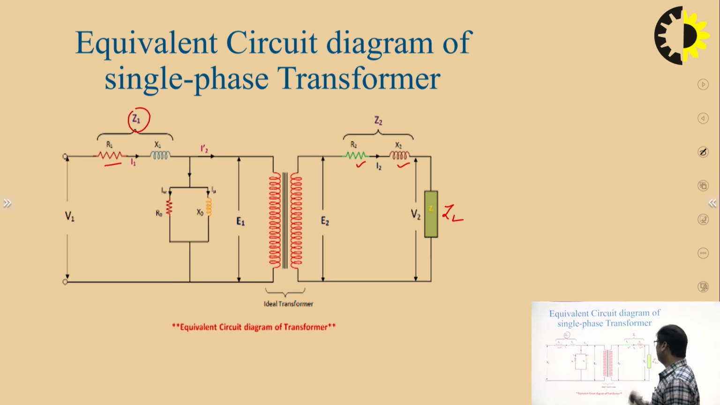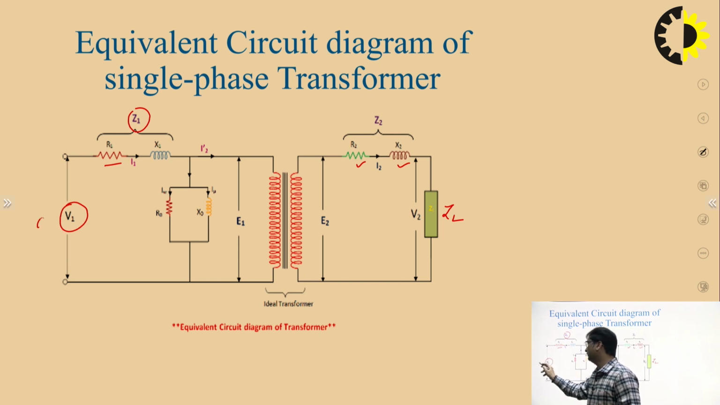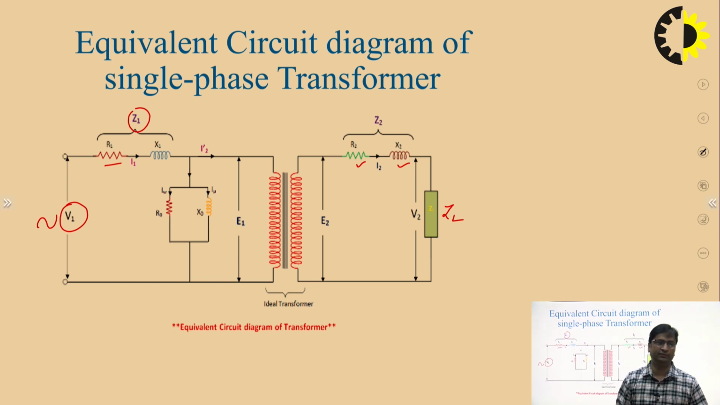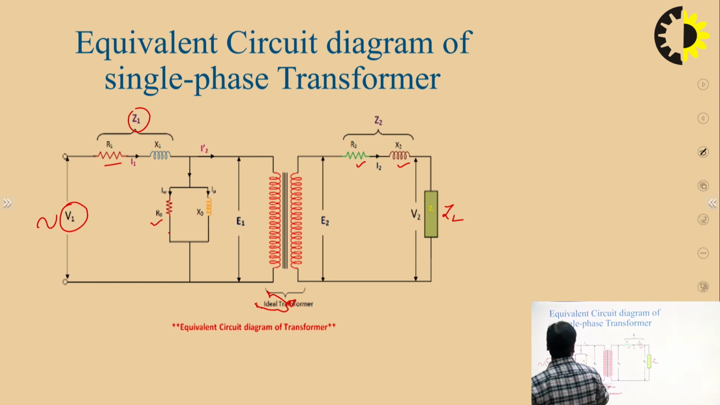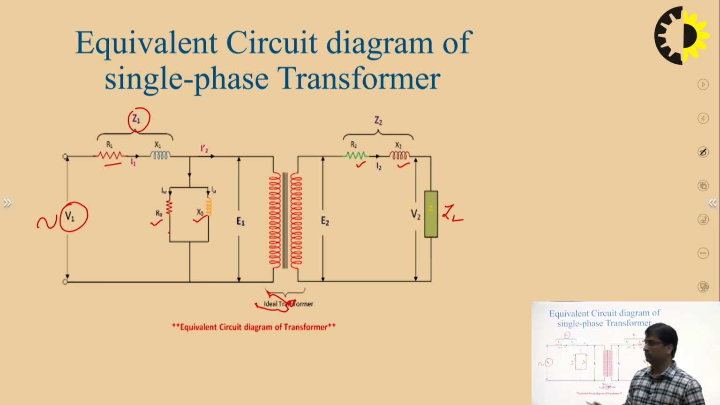V2 is the voltage across the load, we call it the load side or secondary side voltage. And V1 is the applied voltage, that is the AC voltage, since the transformer only works on AC, with a frequency of 50 Hertz. Now in the primary side, you can see the components R0 and X0. These are called the no load parameters of the primary side, and the current flowing is the no load current.